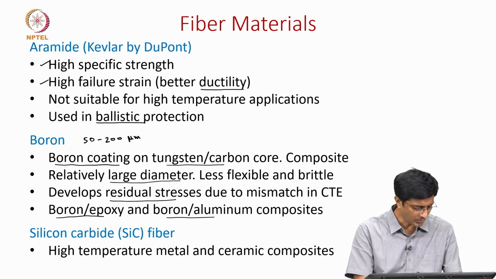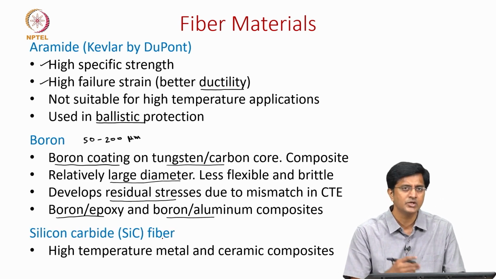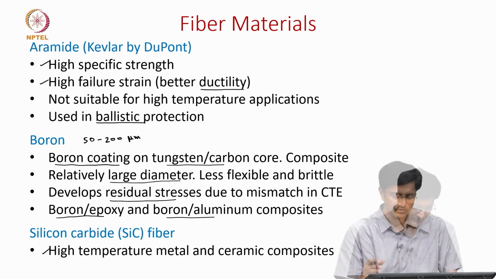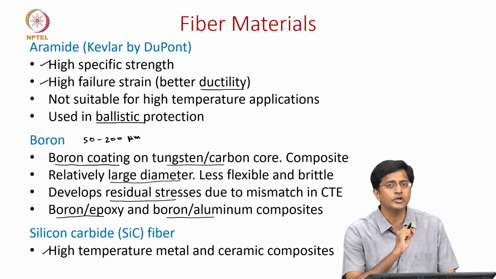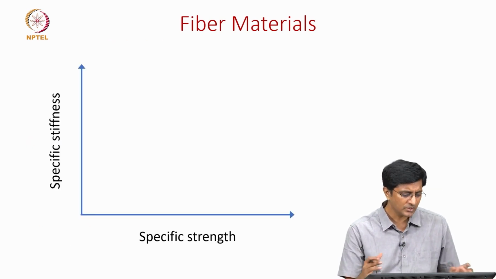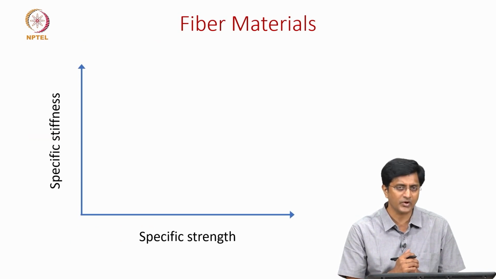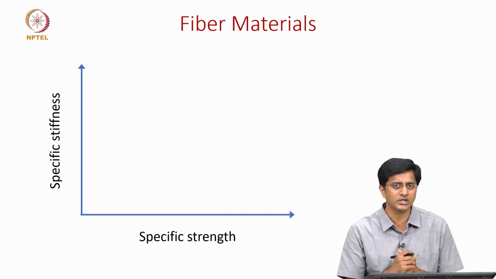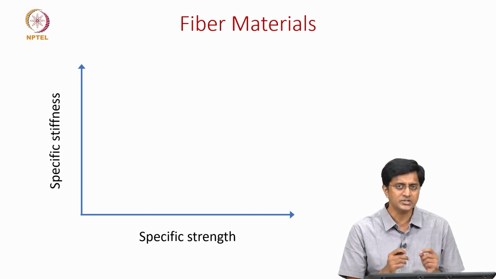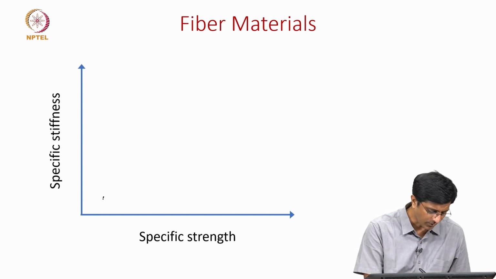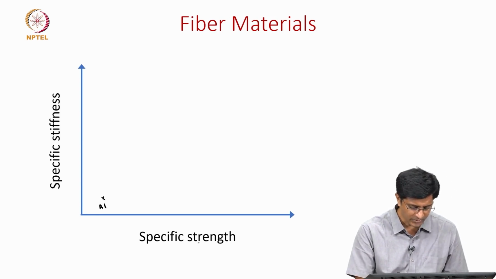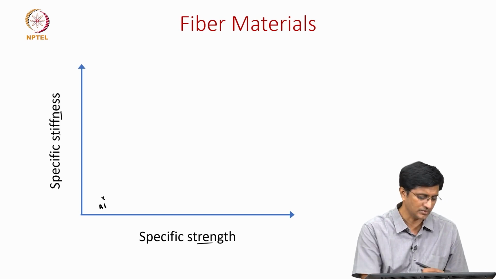And lastly, we also have silicon carbide fibers, which are specifically used for high temperature applications. So, this concludes the 5 commonly used fibers in composites. Now, let us try to summarize what we have learned about these fibers and see how each of these is relatively good in specific stiffness and strength. For this, we will start with a reference of aluminum. Let us say aluminum is somewhere here, showing the specific strength and the specific stiffness.